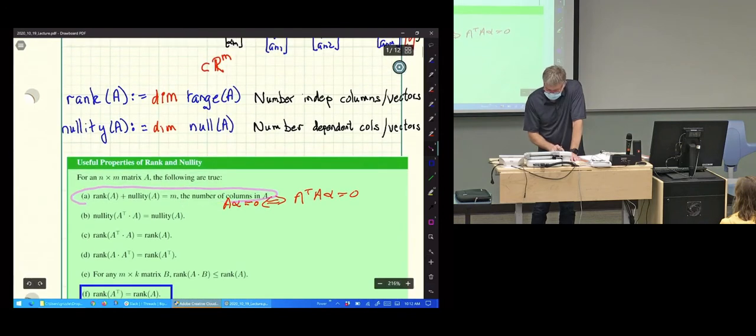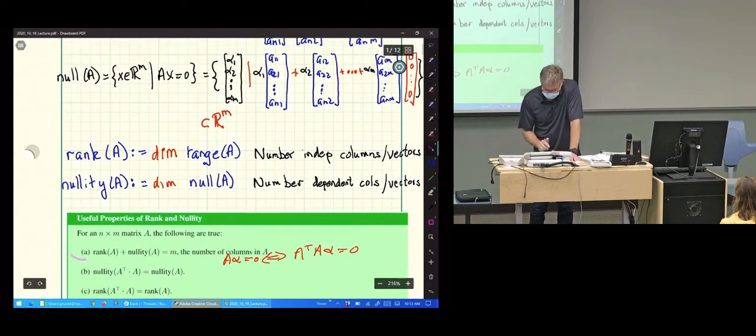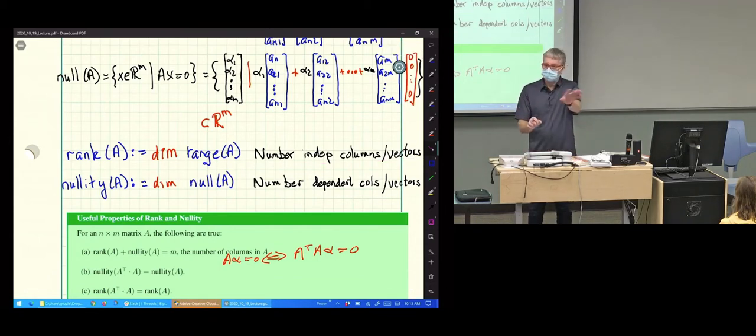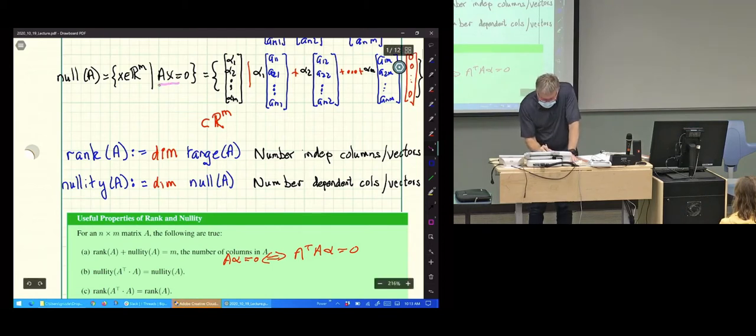And the reason you should believe it is if you look at how null space is defined, it's building linear combinations that are dependent because they add up to 0. And the dimension of that is the number of dependent columns, but rank is the number of independent columns. So columns can be grouped into independent and then those that are dependent on the other columns. And that's how you build non-trivial solutions to Ax equals 0.